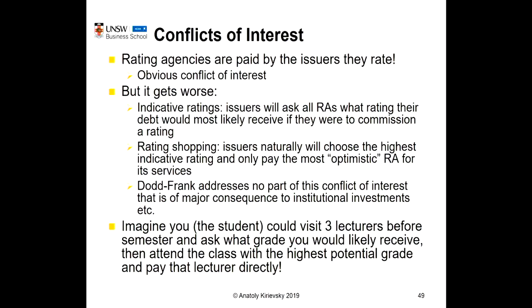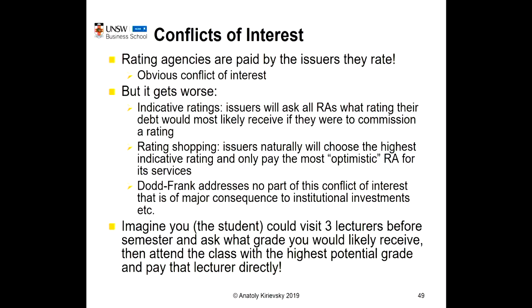Now, where you've got the conflict, in the US, this was really important. Right? So in the US, people really went rating shopping actively. Often, what they would do is firstly get an indicative rating, which is to say, hey, if I was to issue bonds, what rating would you assign to those bonds? Just indicate to me.